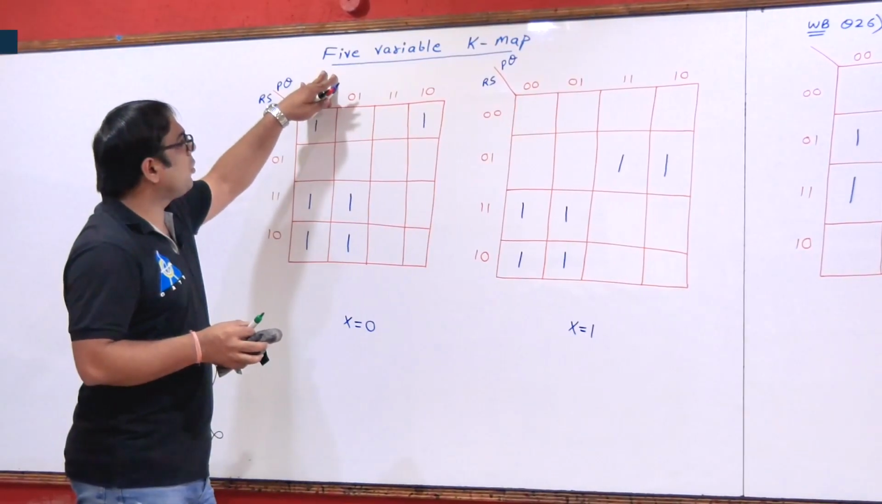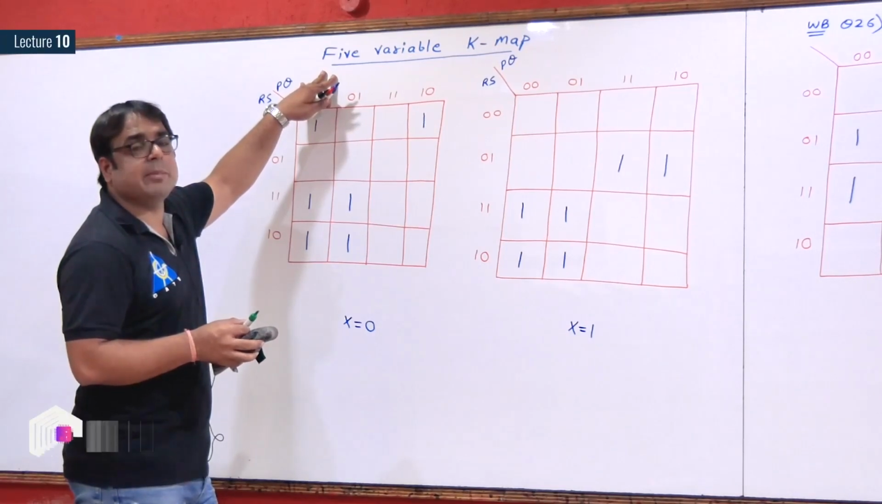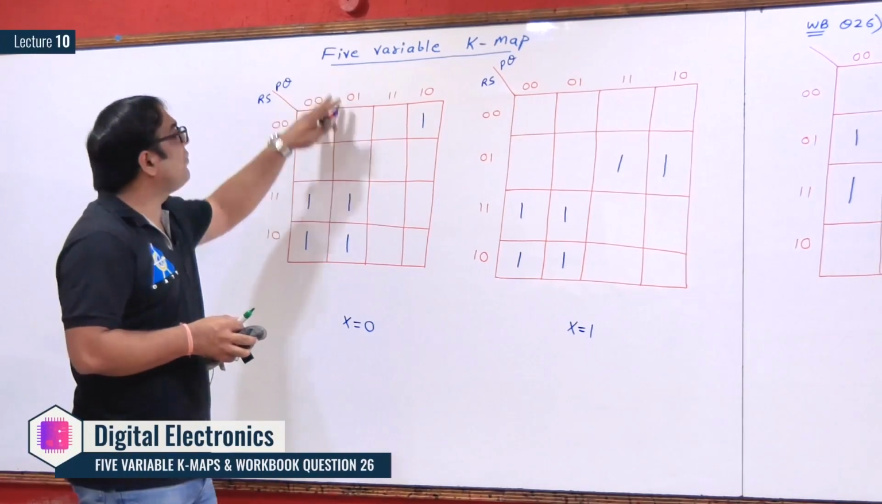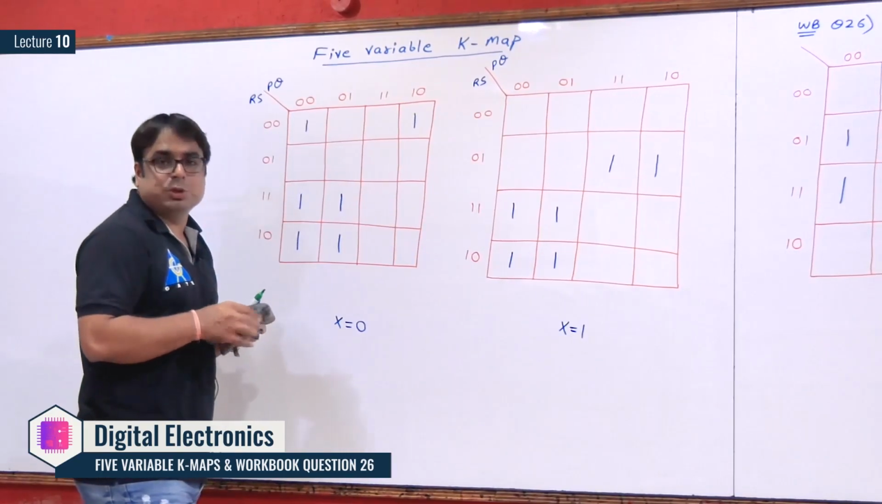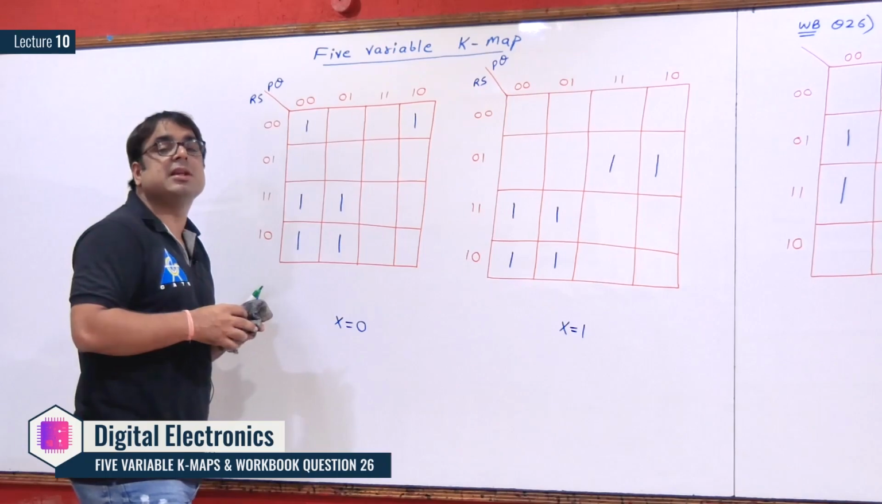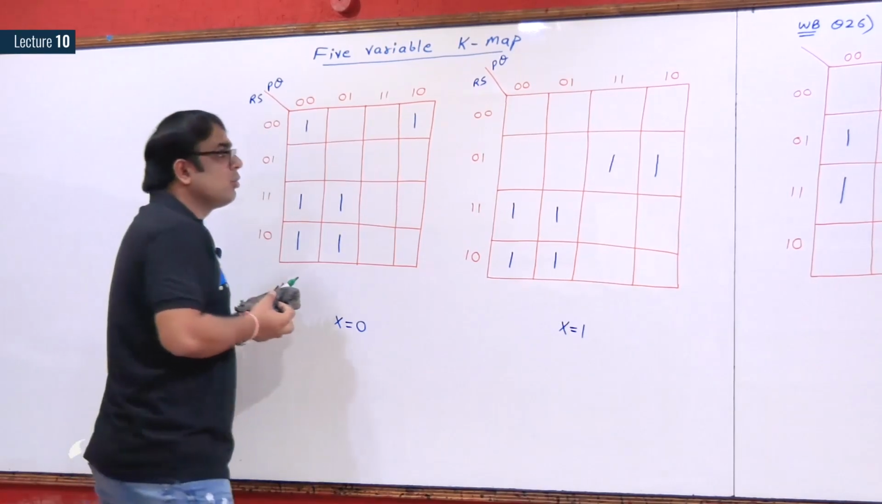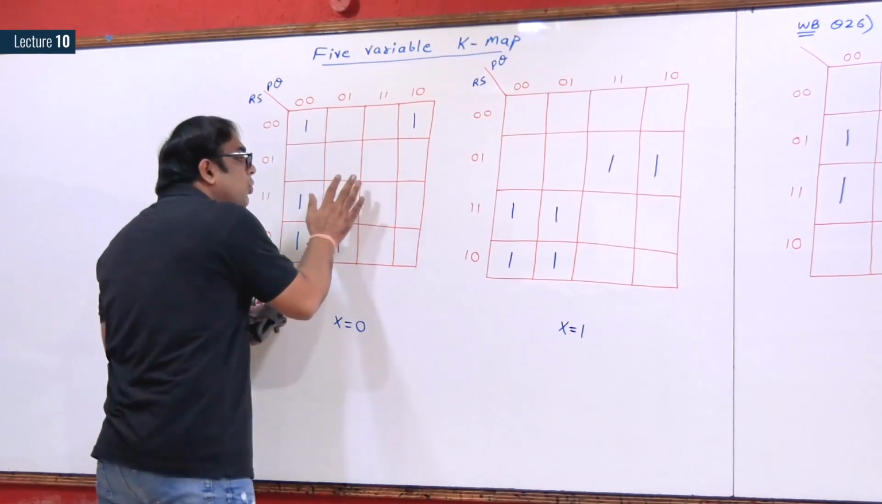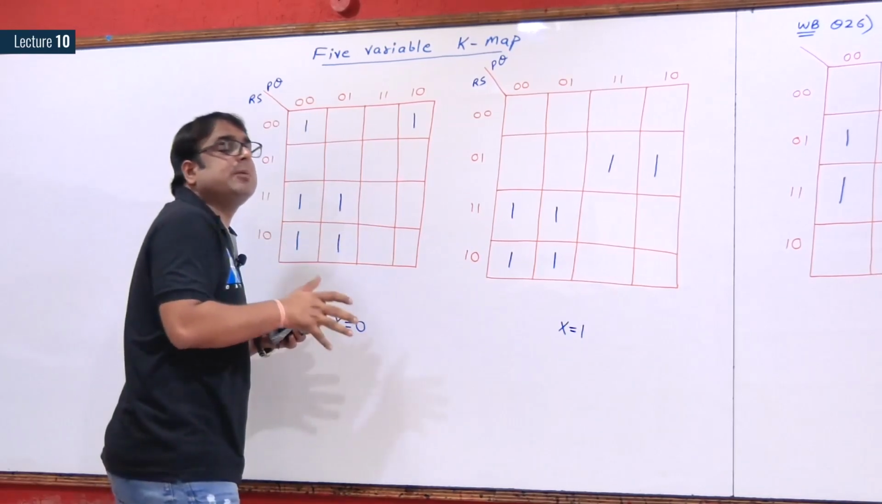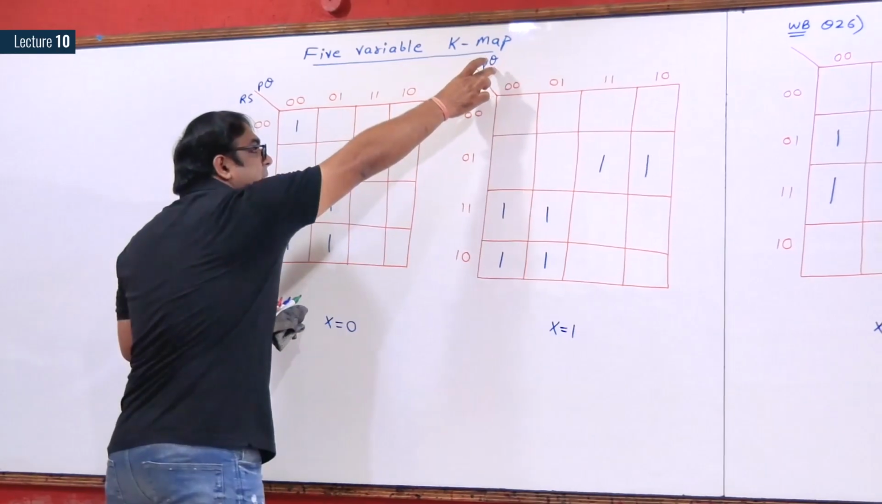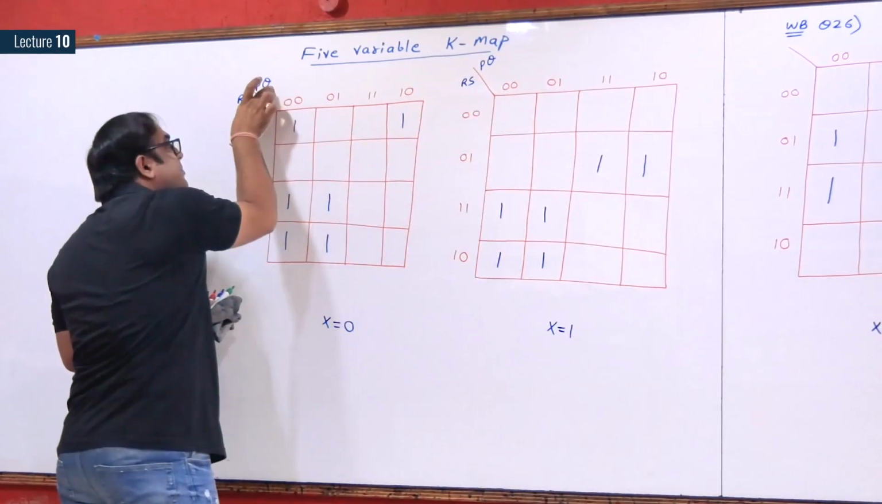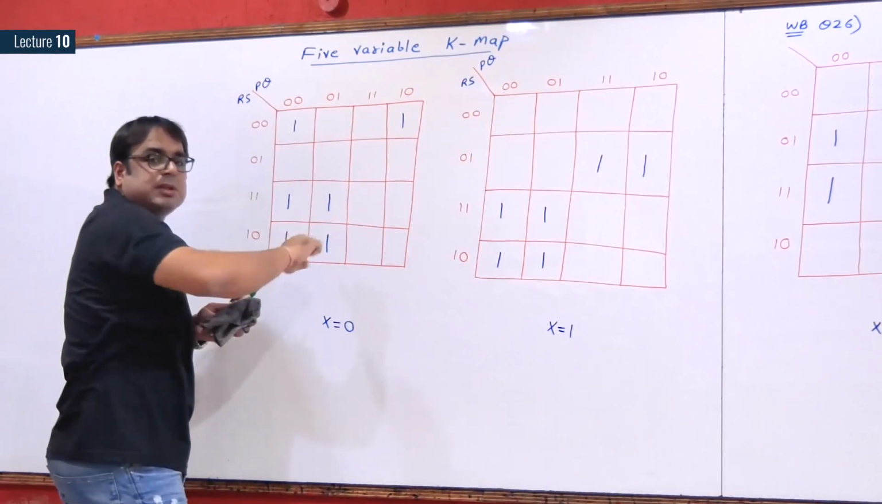Now the next topic is the 5 variable K-map. 5 variables means 32 cells should be there, 2 to the power 5, 32 cells in a K-map. So what we do is implement it in 2 different parts of 16 cells each. The 4 variables PQRS are in both K-maps.